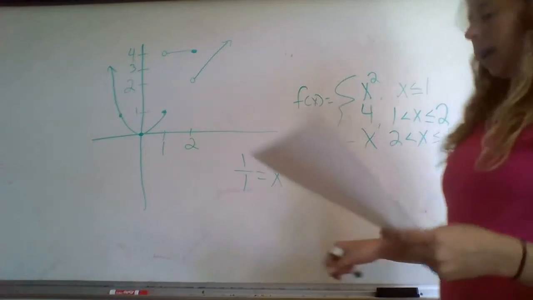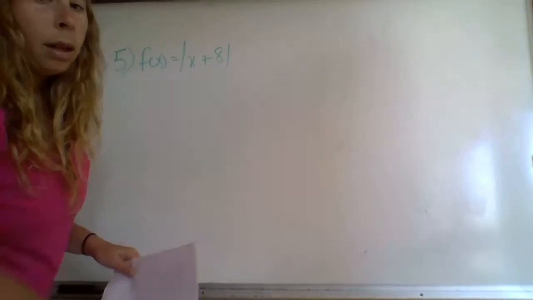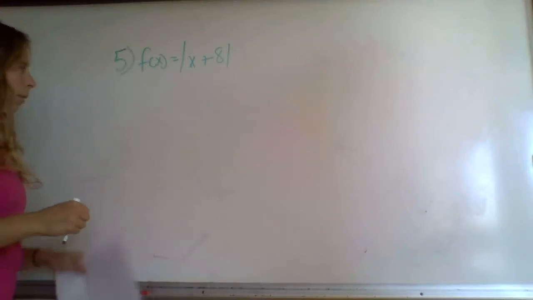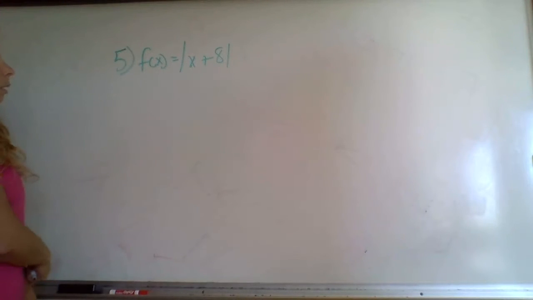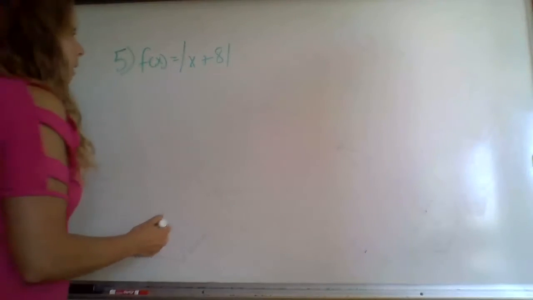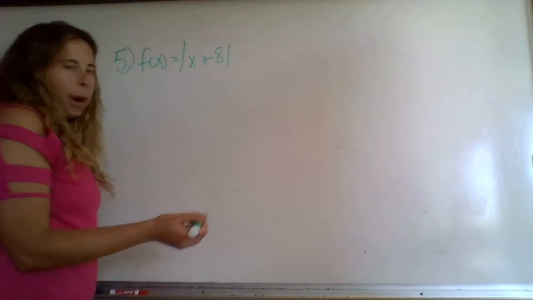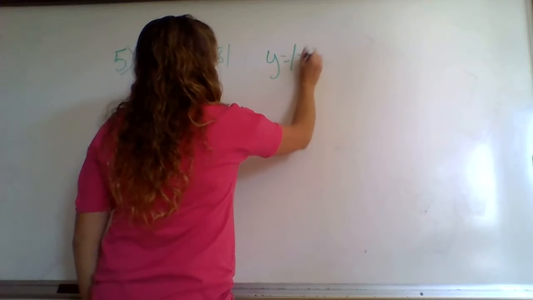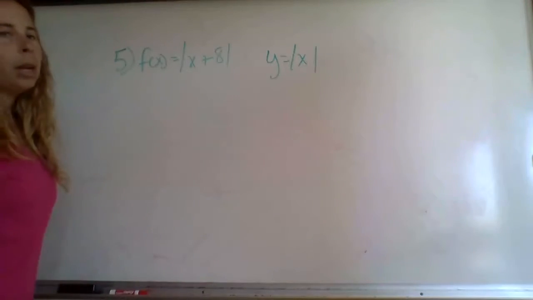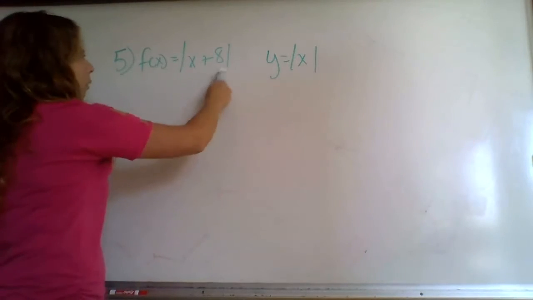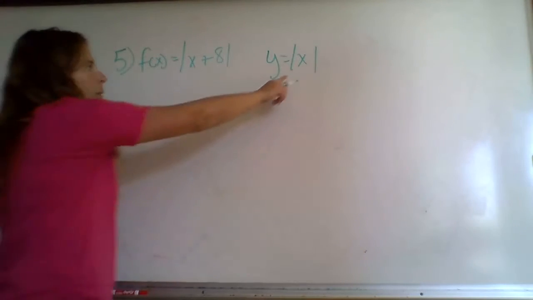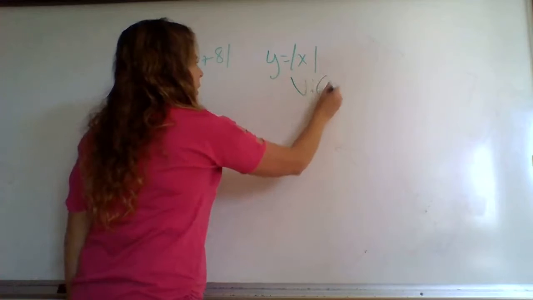All right, so that is number 4. Number 5, identify the vertex and write the following as piecewise functions. Okay, so we talked about in class how the normal absolute value graph is y equals the absolute value of x. So if there's anything different, then transformations have happened, and your vertex is no longer at 0, 0. So this one, your vertex is 0, 0.